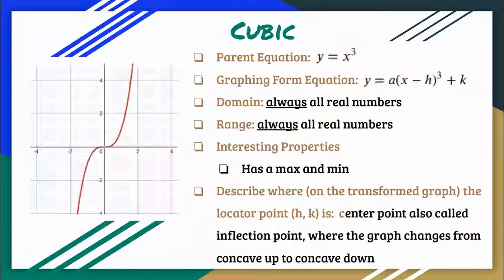This one has a min and a max. So as you start to work with these, you'll see ones that are a little bit more extreme of a curve, and you'll see that they have both a minimum and a max on each of those. The h and k value is the center point, or basically wherever the graph changes directions. We also call this the inflection point. So right in the middle where it changes from concave down to concave up, that is where our h and k value is.